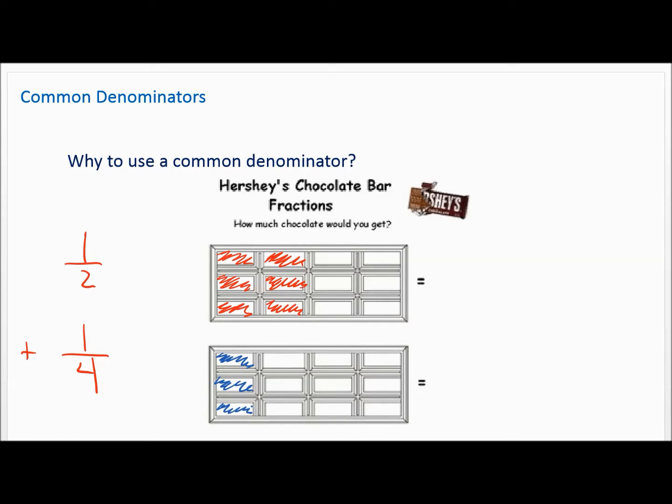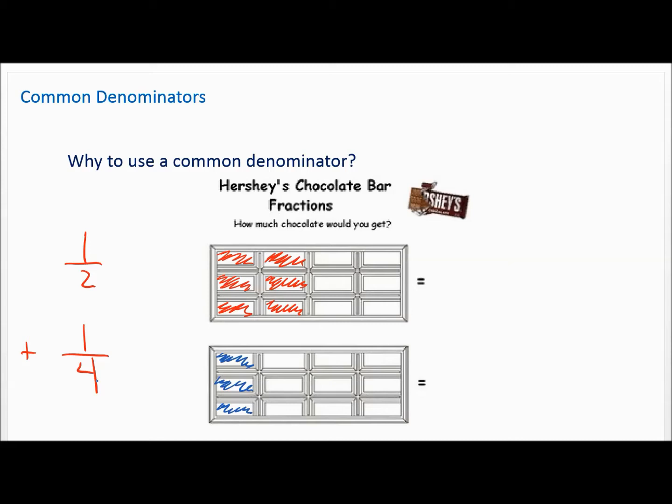Now, I can't just say that's 2/5. Imagine dividing this up into fifths. That doesn't even make sense. So the reasonable way to add it together is if you add the same size. So if I had to add halves plus fourths together, I'm not even talking about the same size pieces. So I can't just do that.